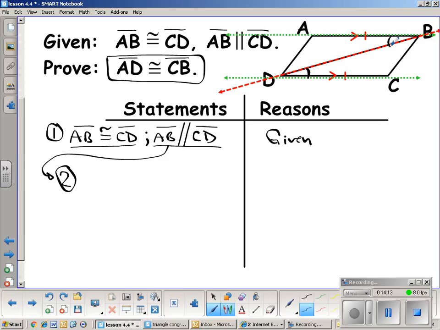Those are my alternate interior angles. Are they part of my picture? Yeah. And are they congruent? Yeah. Why are they congruent? What am I going to write here? Why are they congruent?